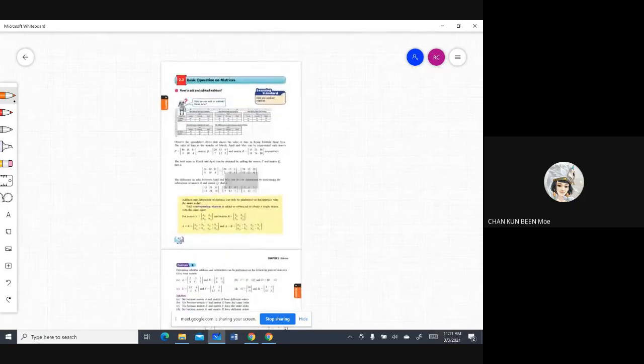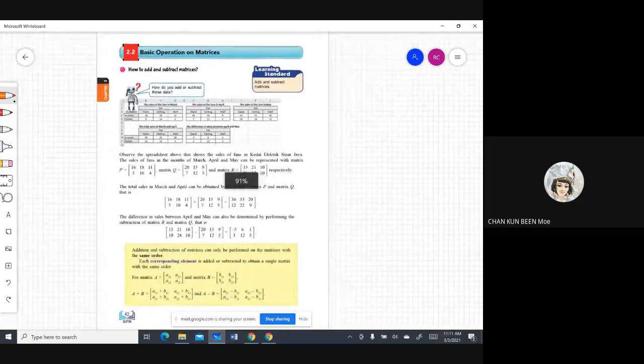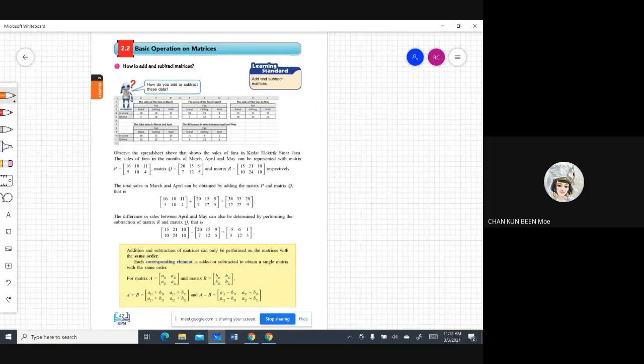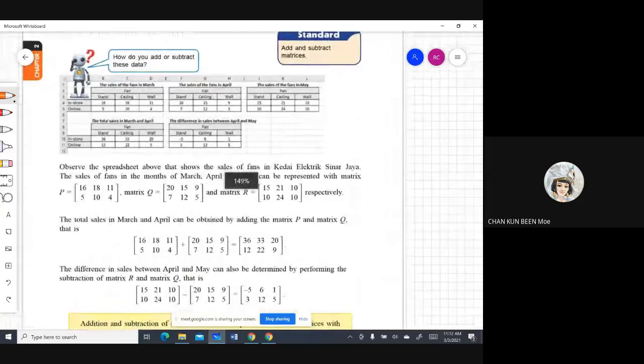Okay, this is the one. If you have your book with you, it's on page 42, the basic operation of matrices. In this basic operation of matrices, you will also have multiplication and inverse. So today, you're just going to learn about addition and subtraction. Okay, we look at this part, add and subtract matrices. How do you add or subtract this data?